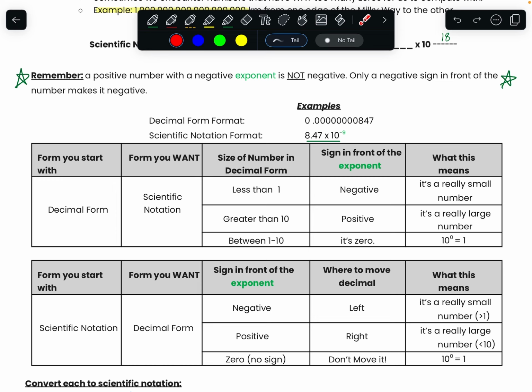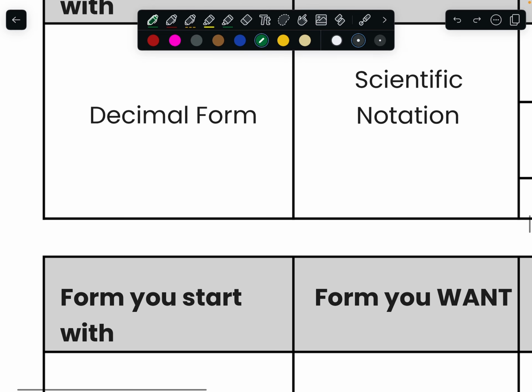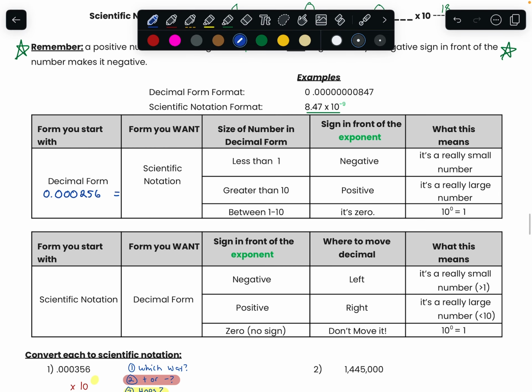So just a few rules to go through and a few examples to kind of illuminate how we're going to do this. So let's say I give you a number in decimal form. I'm going to use a different number than I gave you in the previous example. So I'm going to use the number 0.000256. Okay, so this is a very small number, and I want to make the equivalent number in scientific notation. Okay, so what I'm going to do is use this chart to show you how I do that. So looking at the number 0.000256, I see that the size of the number in decimal form is less than 1. What that means is that the exponent sign is going to be negative.